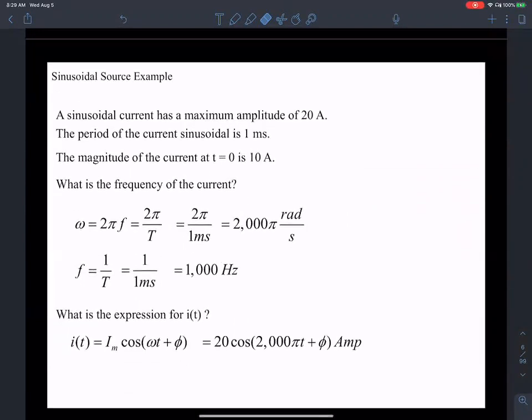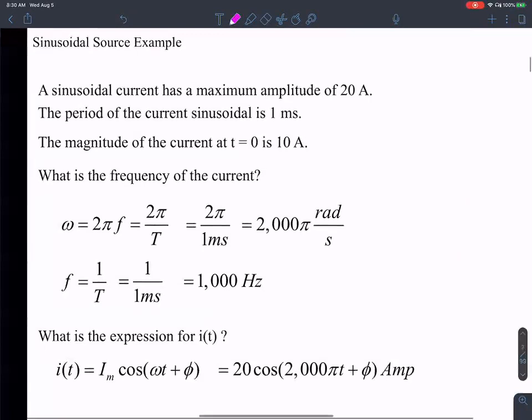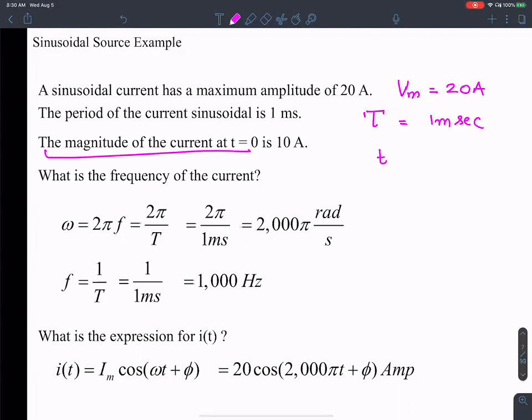So here is an example. Let's start by reading the given information. A sinusoidal current has a maximum amplitude. When I read maximum amplitude, I'm automatically taking that value into the variable Vm. The time period of the source is 1 millisecond. When t equals 0, the magnitude of the current is 10 amperes. So I is 10 amperes at t equals 0.